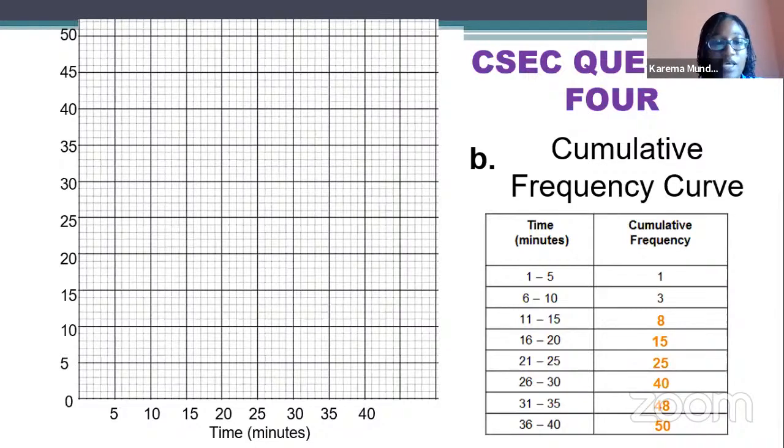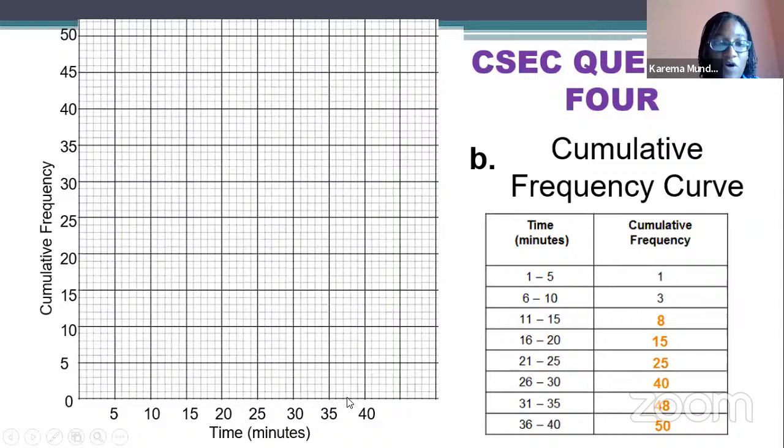All right. So what are we mapping here really? Let's look at my upper class limit for the first class, which is 5. And so I'm matching that with 1. So let's bring up our labels. Remember now our time will be on the horizontal axis and our cumulative frequency, or the number of students, will be on our vertical axis.